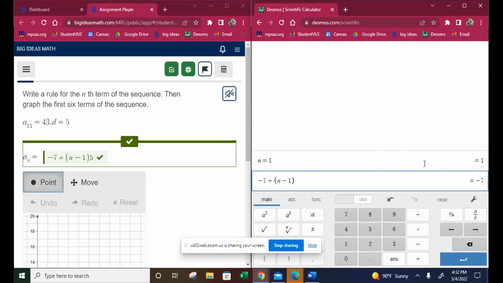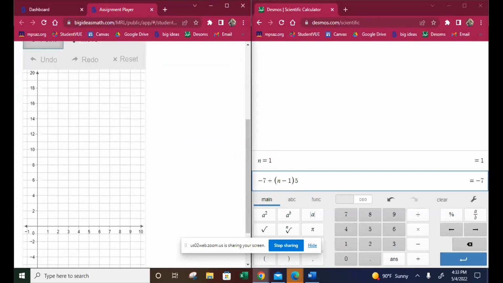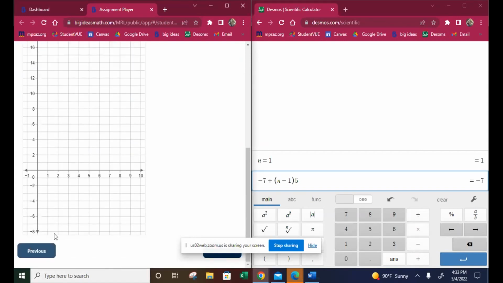Put a 5 there. Oh, 5, just 5. Yes. Okay. So that is your first point. Go to the left screen and scroll down. So your first point is going to be at 1, -7. So down 1, right 1, and then down 7. Yes. Okay, fantastic.